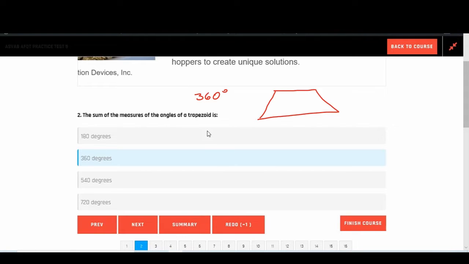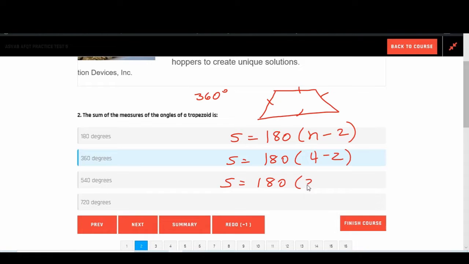That said, if you didn't know that, you can also use this formula to find the sum of the interior angles of any shape, and that is the sum equals 180 times n minus 2, where n refers to the number of sides in the figure or shape. In this case, there's 1, 2, 3, 4. So we would do 180 times 4 minus 2. 4 minus 2 is just 2. 180 times 2 we should be able to do in our head, which is 360.